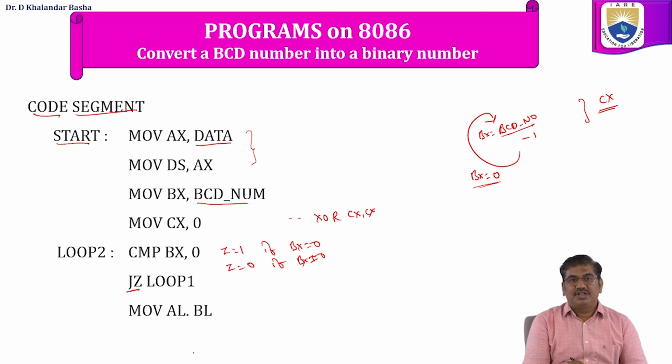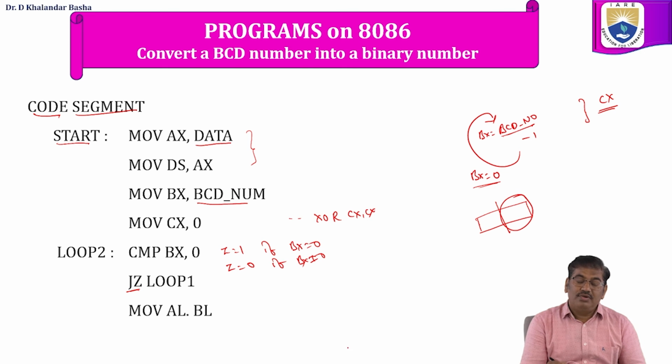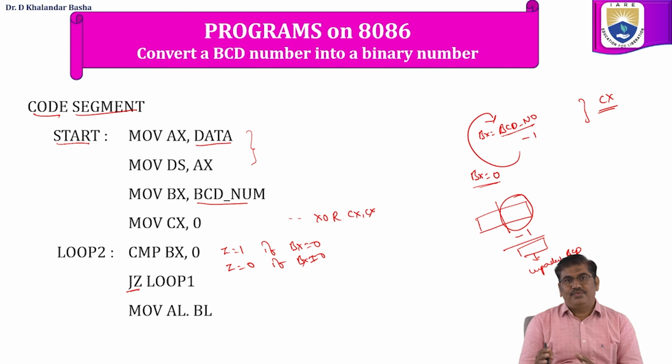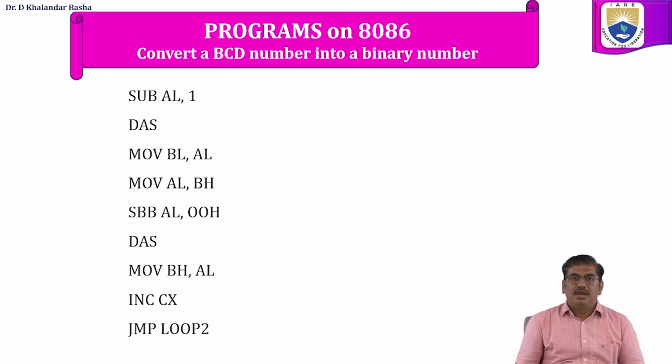In the subsequent instructions, out of this BCD number, which is 16-bit, first we are going to load the lower 8 bits into the AL register. Then we will subtract 1. Whatever result is obtained will be converted again into an unpacked BCD number. So MOV AL, BL. Now the lower byte of your BCD number is loaded into the AL register. Now we will subtract 1 from the AL contents.